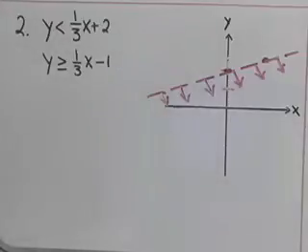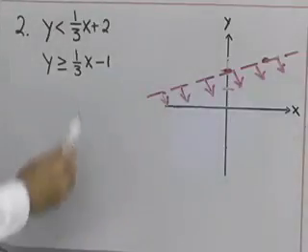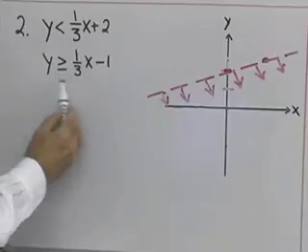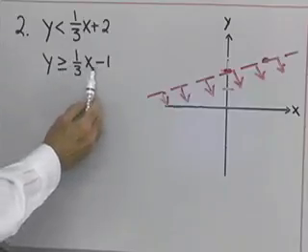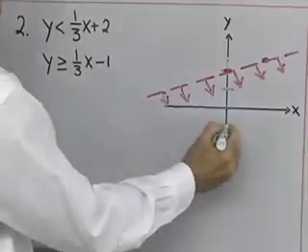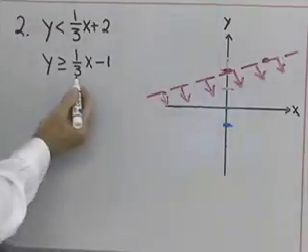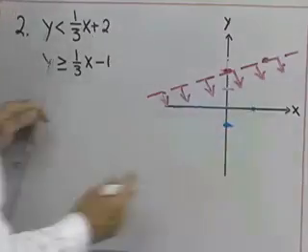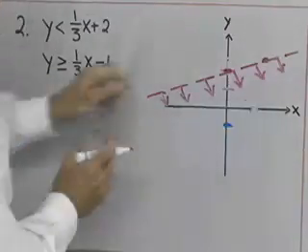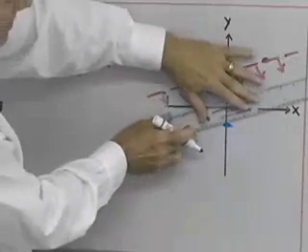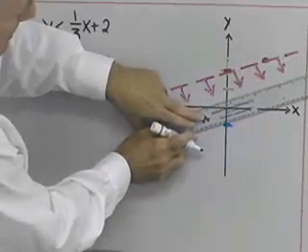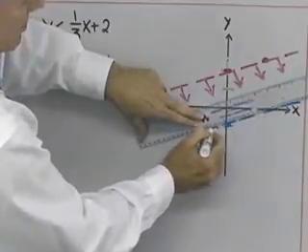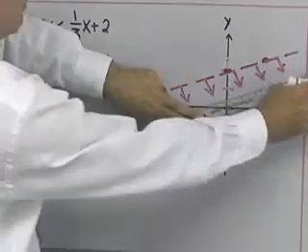My next line is y is greater than or equal to 1/3 x minus 1. The boundary will be y equal 1/3 x minus 1. Have a y-intercept of negative 1. Also a slope of 1/3. So if I go up 1 and over 3, I'll get to another point on the line. Actually, it's the same slope as my other line, so the lines just have to be parallel. Let's see if I can do that here semi-accurately. Won't be a great job, but you'll get the idea.